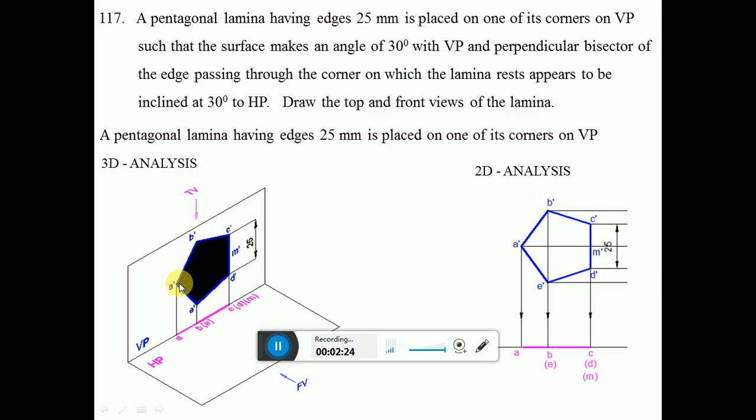So parallel to VP. Once we have it parallel to VP, I can see the true length here. Since it is perpendicular to HP, I am getting a line. And once this perpendicular bisector is also on the surface, since the surface is parallel to VP, obviously the perpendicular bisector is also parallel to VP.